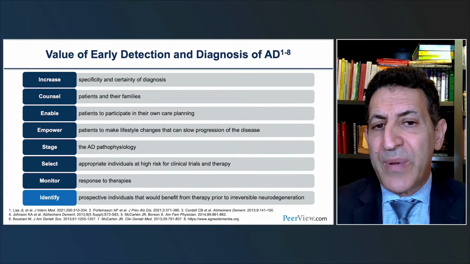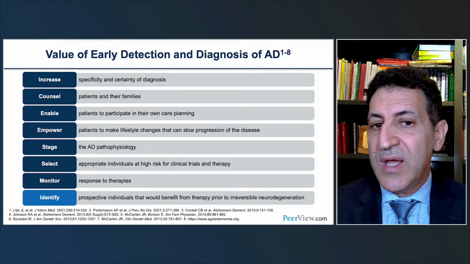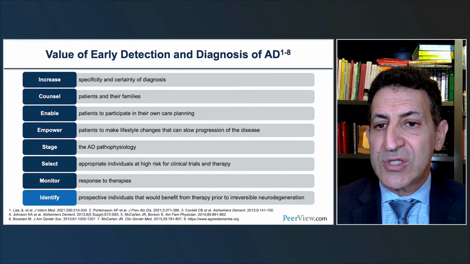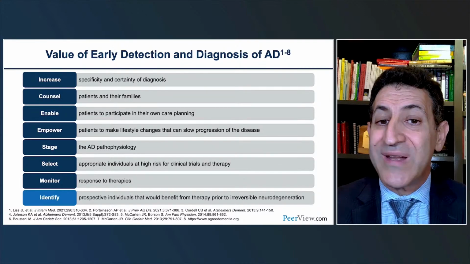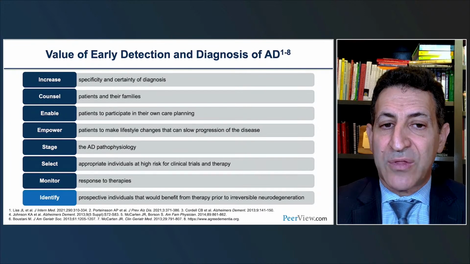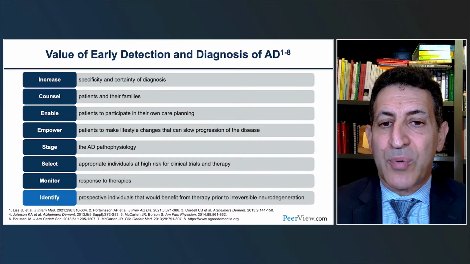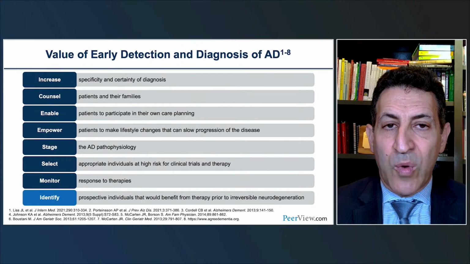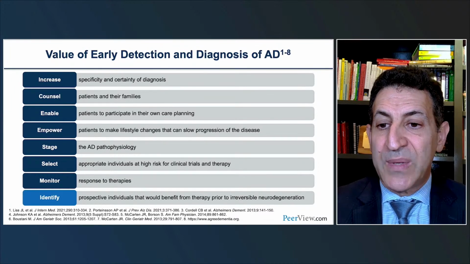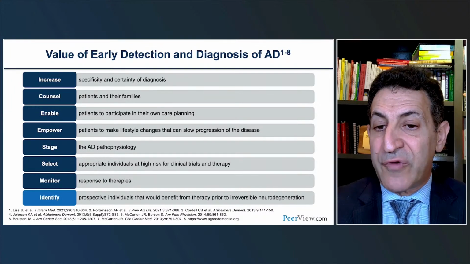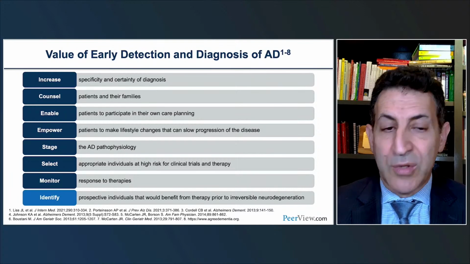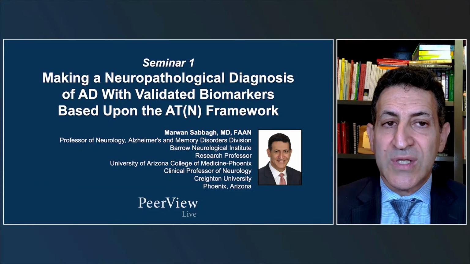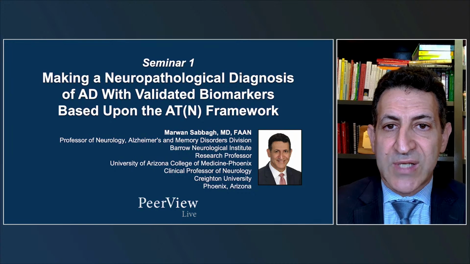We want to empower patients to make lifestyle changes, particularly in the mildest stages, because we know that that can slow the rate of decline. We want to stage the Alzheimer's disease pathophysiology. We want to select appropriate individuals at high risk for clinical trials and therapy. We want to monitor responses to therapies, and we want to identify patients who might benefit from therapy prior to irreversible neurodegeneration. So let's dig deeper and move on to our next section here.